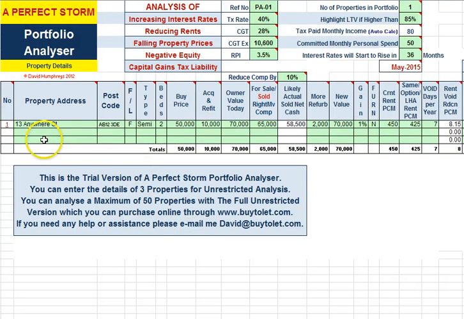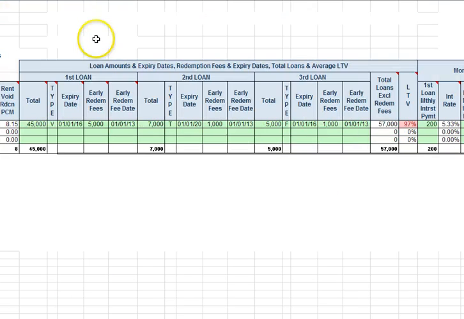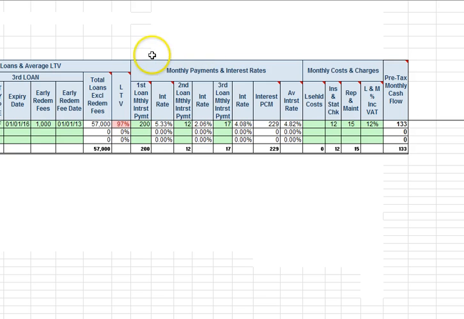This page is where you put the information in about the properties, each individual property. We have the address, the type of property, the prices, the rents, etc., and even down to void days. The next page of information is all about loans, and you can enter up to 3 loans for each property. We then come to the interest payments for each loan, and it auto-calcs the interest rate.